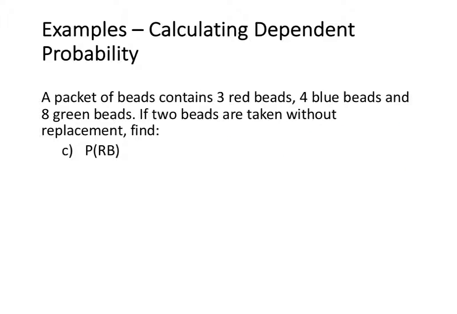In part C of the example, I want to calculate the probability of getting a red and a blue bead. Now the steps are going to be the same. The first step is to calculate the probability of getting a red on my first draw, and that is going to equal 3/15. So I got 3 red beads over a total of 15 beads.